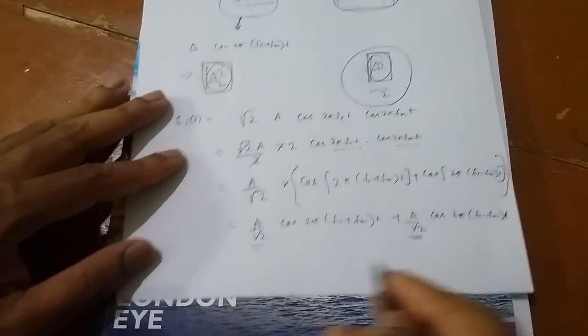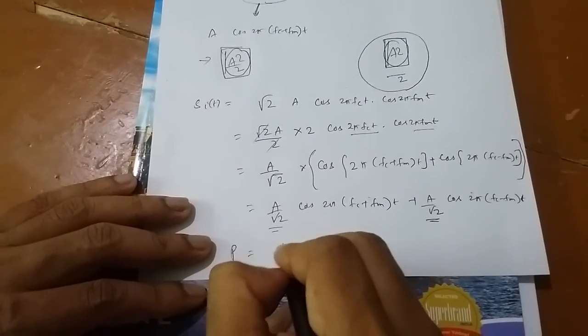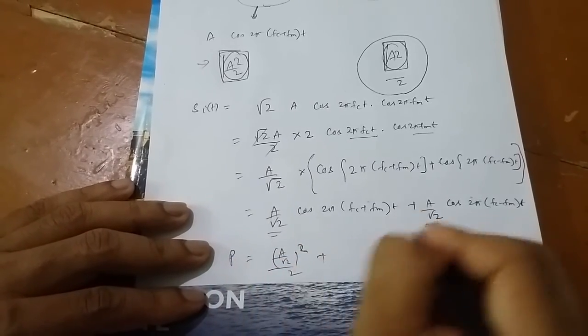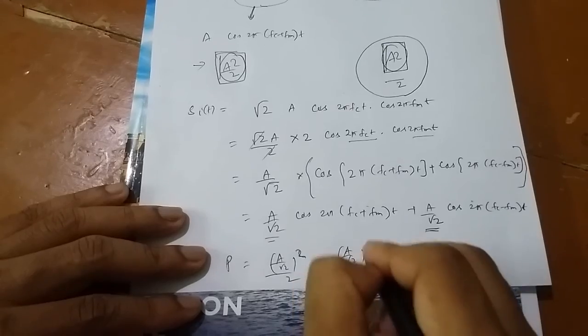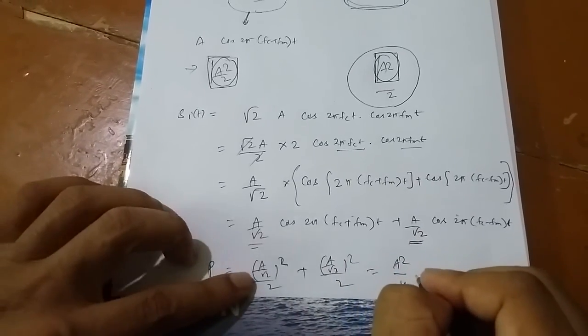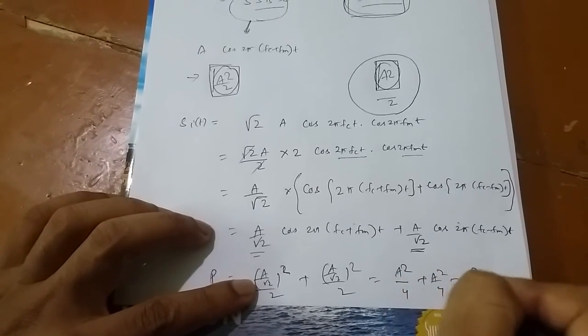So now we can check the power. Its power is (A by root 2) square by 2 plus (A by root 2) square by 2, that is A square by 4 plus A square by 4, which is A square by 2.